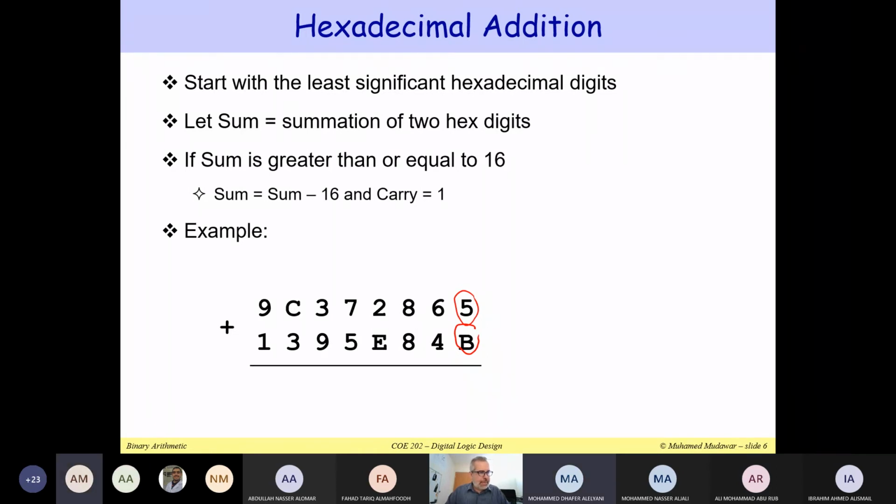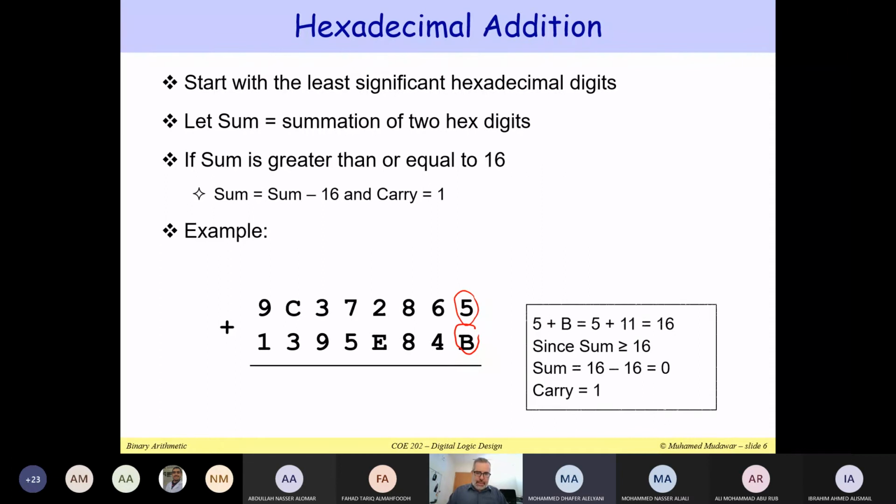16. How do we represent 16 in hexadecimal? F is 15. So 0 and carry 1. So in this example, you can see that 5 plus b, which is 5 plus 11, is equal to 16. So here the sum, if it is greater than or equal to 16, because we cannot represent 16 as a digit, what you have to do is subtract 16. You get 0 as the digit, and you get the carry equal to 1.